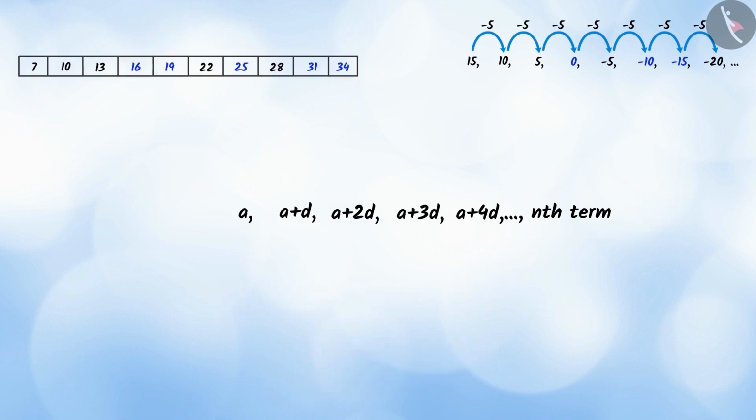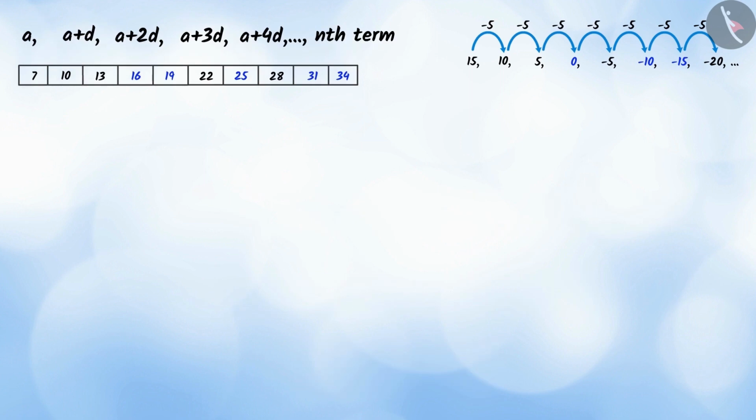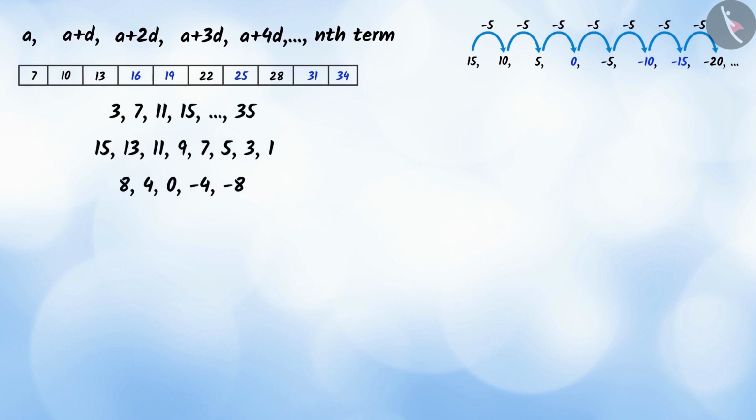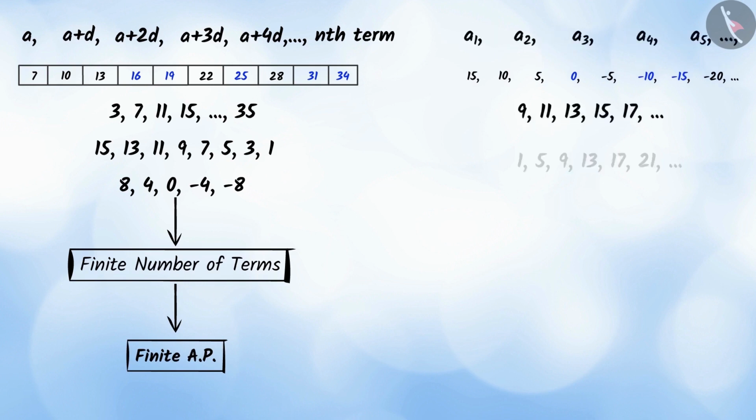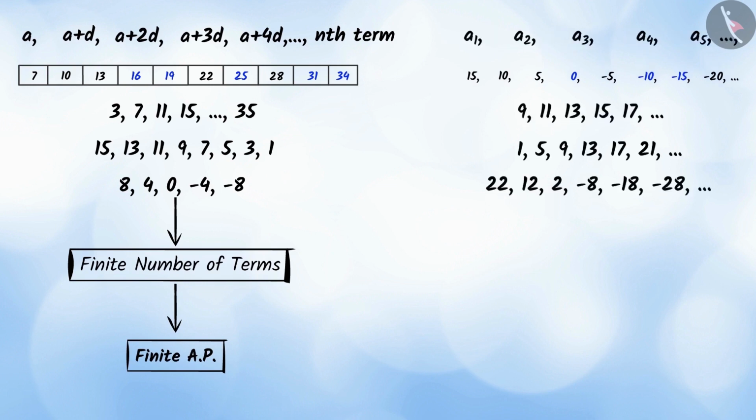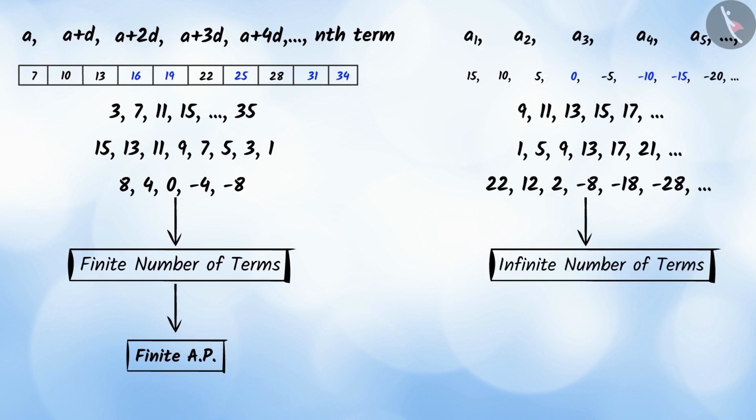If we observe these lists here, which are AP, we see that every AP has the last term, that is, the number of terms is fixed. Such an AP is called a finite AP. And an AP without a last term, that is, the number of terms is not fixed, is called an infinite AP.